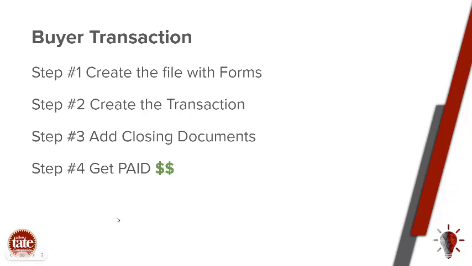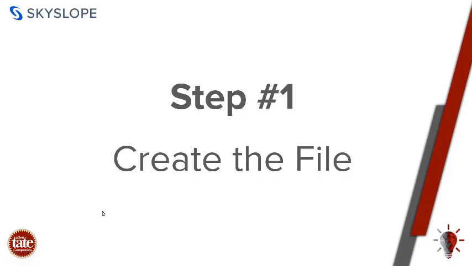With a buyer transaction, it's similar, but it's going to start with going under contract. So you would create your file with forms for buyer agency, as well as when you're ready to make an offer. Once you have a property under contract with a buyer, then you would create the transaction in SkySlope, go through that process for any documents that you need to submit, and then you would add any closing documents, submit your commission check, and get paid. Let's take a deeper look.